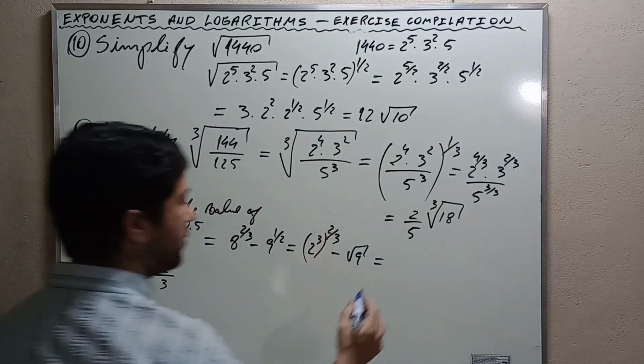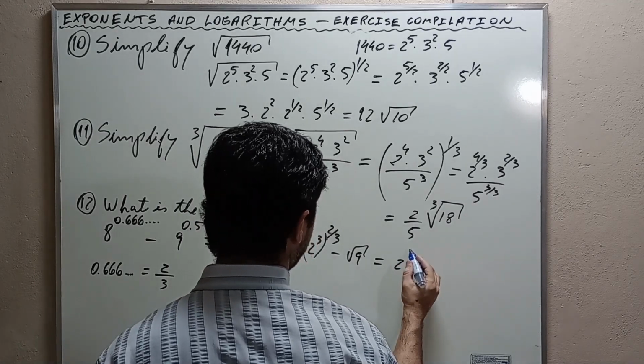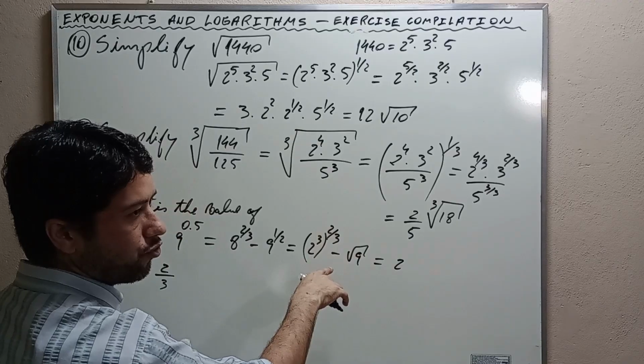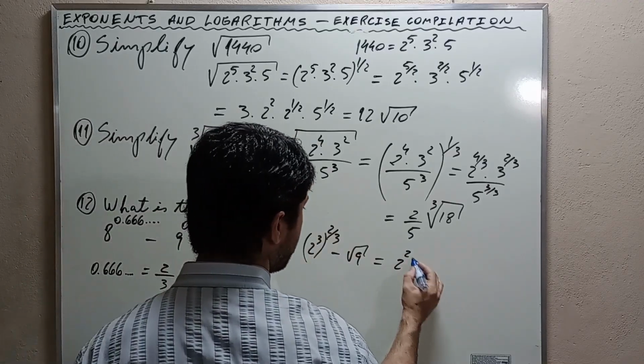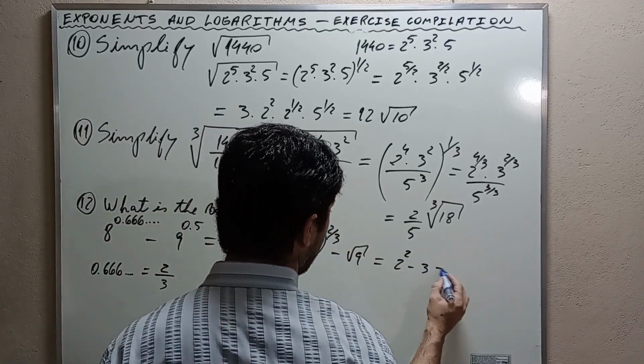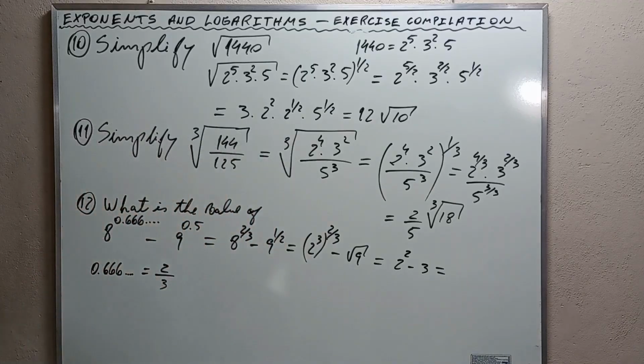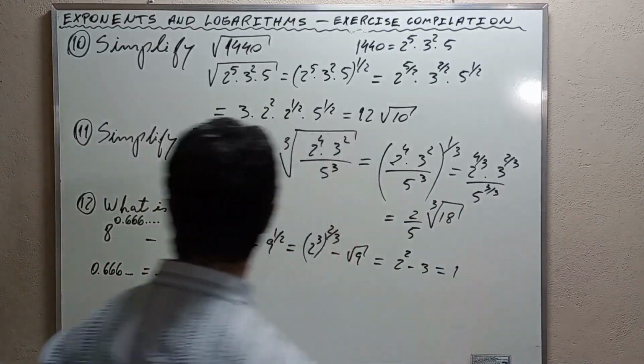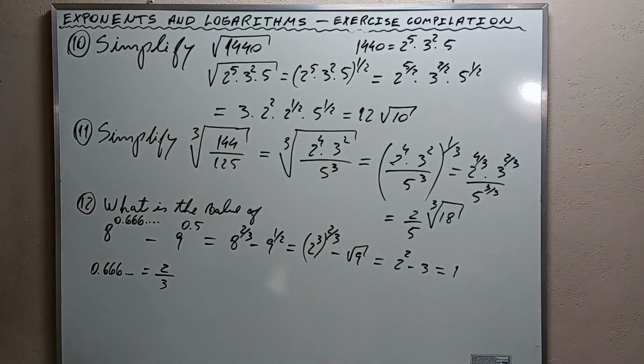We multiply this: 3 times 2/3 is 2. And the square root of 9 is 3. Then it's going to be 4 minus 3, which is equal to 1, my friends. And this is the solution of exercise 12. Let's go to exercise 13.